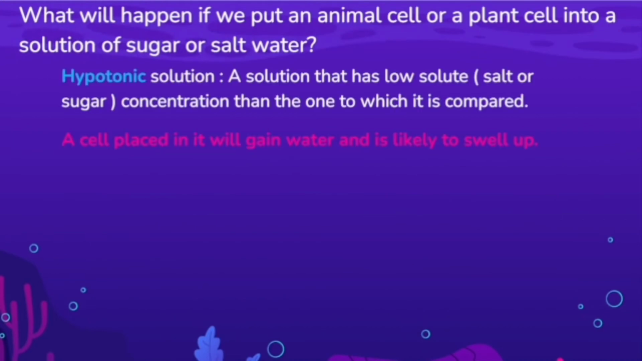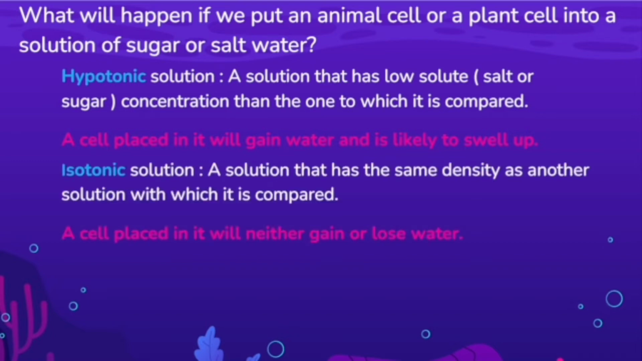What will happen if we put an animal cell or a plant cell into a solution of sugar or salt in water? Hypotonic solution. A solution that has lower solute concentration than the one to which it is compared. A cell placed in it will gain water and is likely to swell up. Isotonic solution. A solution that has the same concentration as another solution with which it is compared. A cell placed in it will neither gain nor lose water.